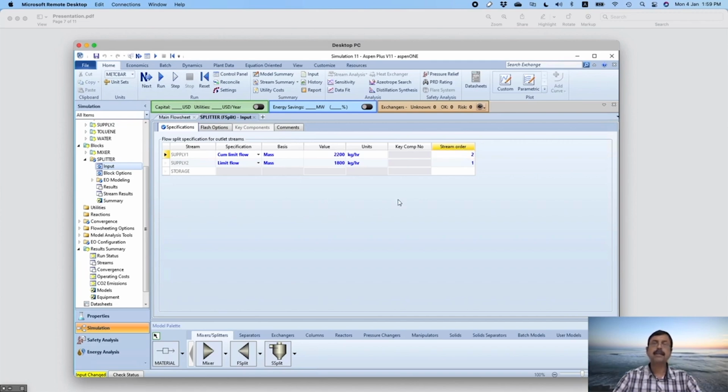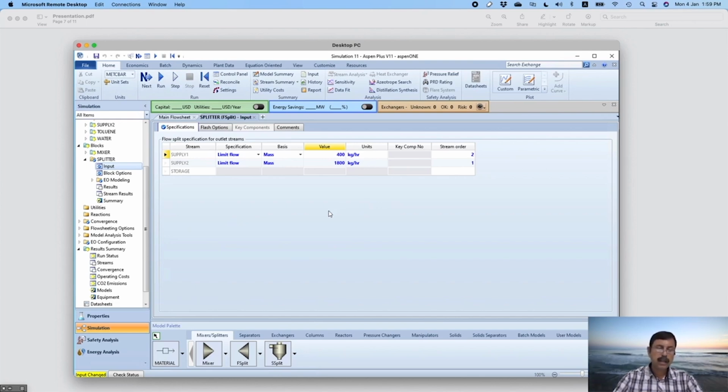So that's done. Now here you have written cumulative flow. You can give a limit flow also. In that case you have to give 400. Either one you can give. Either you can give cumulative flow or only limit flow. Choice is up to you.